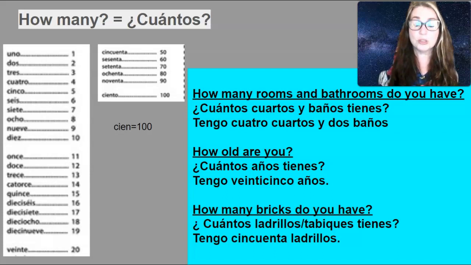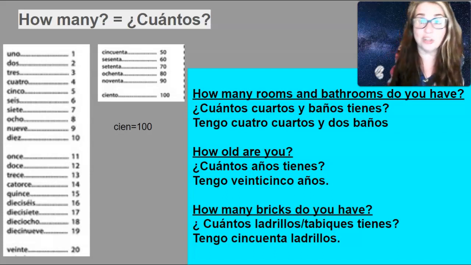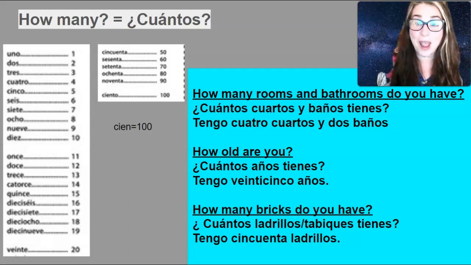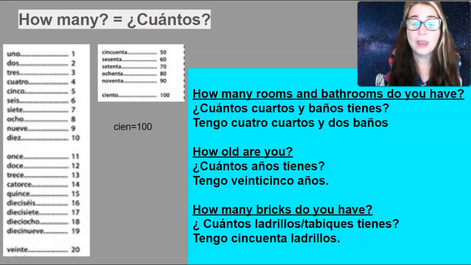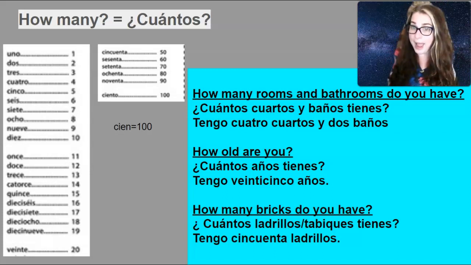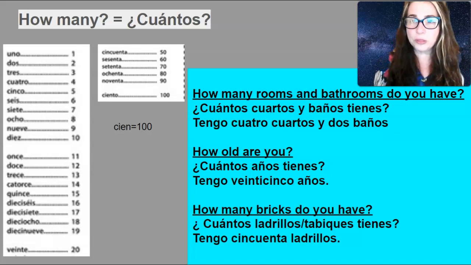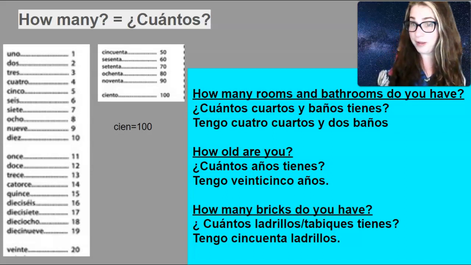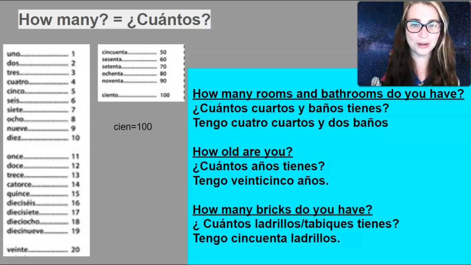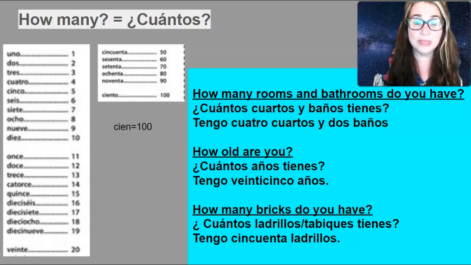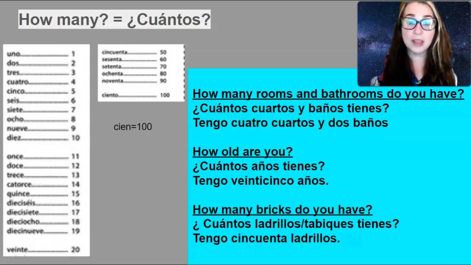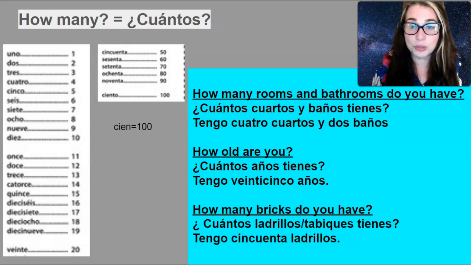How old are you? So they don't ask actually how old you are. They ask, how many years do you have? And so you would answer, well, I have, with your number of years. So let's try it out. ¿Cuántos años tienes? And then if I were 25, I would answer, I have 25 years. Tengo 25 años.